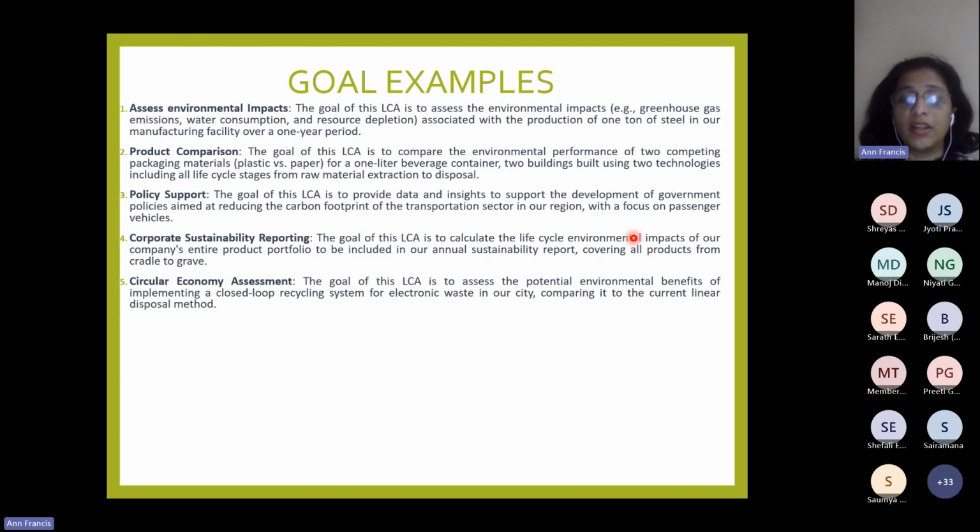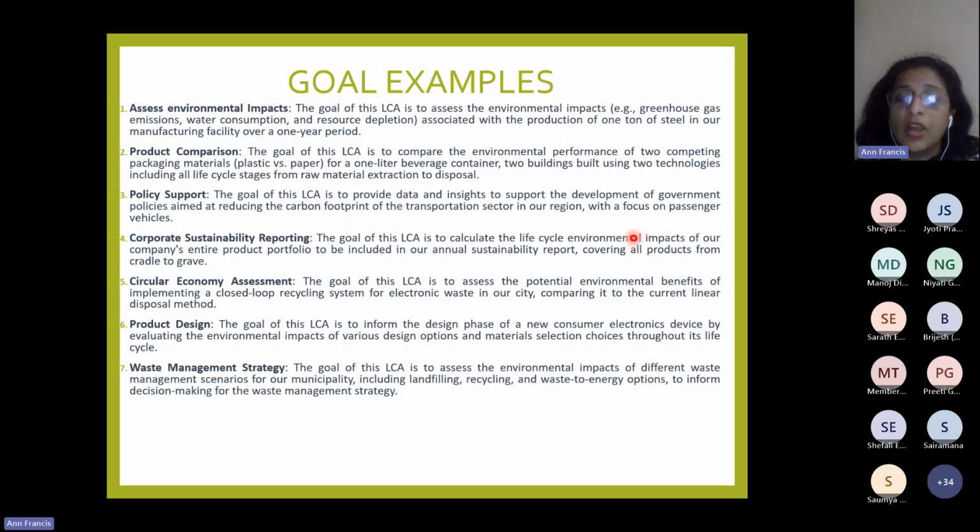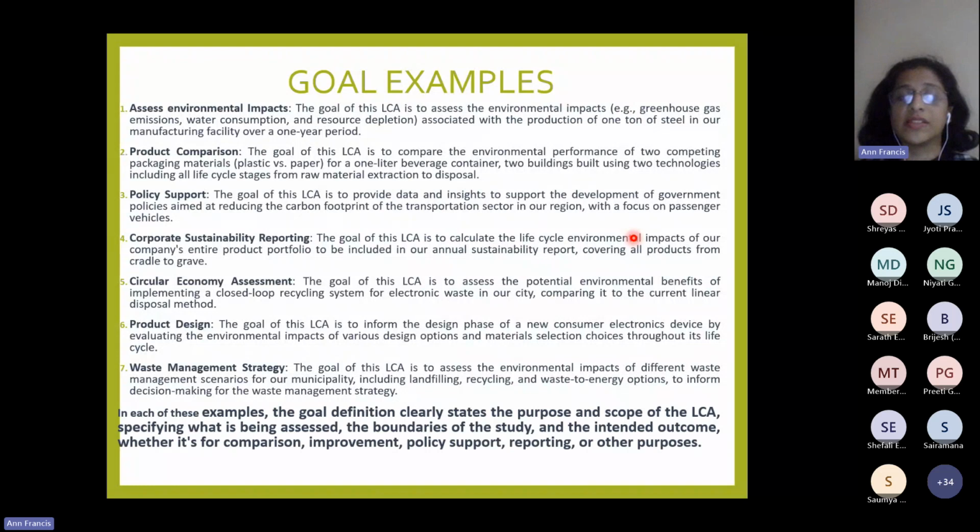Today, again, in circular economy assessment, a lot of LCA studies are being done when we talk about closing the loop. And then in product design too, we find design A, design B, design C, which is the best design option in terms of buildings or in terms of electronics. Then again, waste management strategies. We are also doing a project on plastics where we are trying to understand these strategies from an LCA perspective. So in each of these examples, we are trying to understand why we are doing the LCA, what is the scope of the LCA, what are the boundaries of the study, what is the intended outcome, whether it's for comparison, improvement, policy, reporting or other purposes.